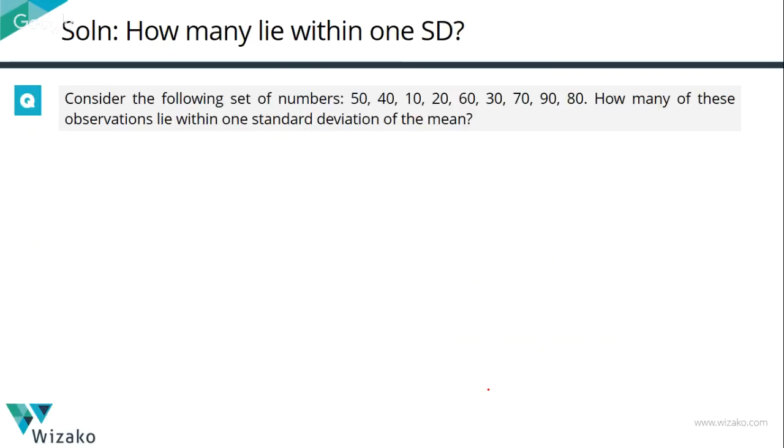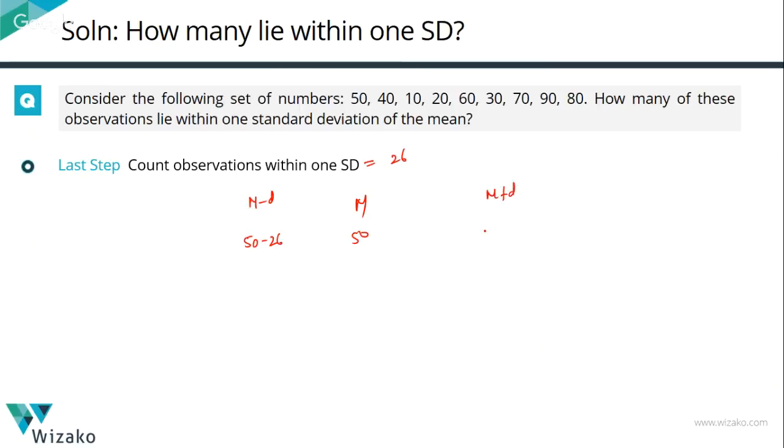Is this okay? Now, the next step is to count the number of observations that lie within one standard deviation. The mean is 50. We have said the standard deviation is 26. So mean minus deviation is 50 minus 26. Mean plus deviation is 50 plus 26. So 50 minus 26 is 24. 50 plus 26 is 76.